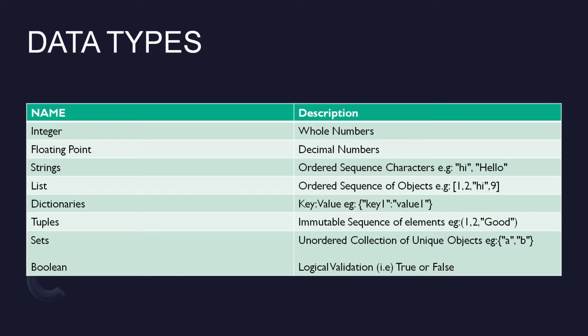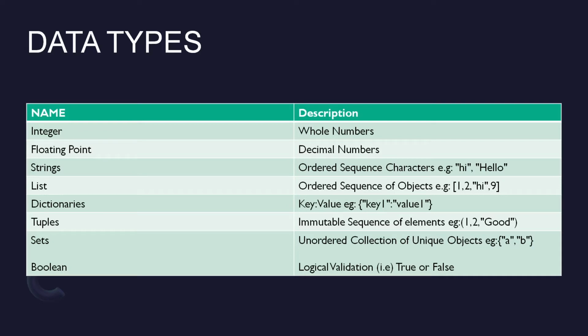Tuples. Tuples are just exactly like lists, but the only thing is they are immutable. You can't modify them. Let's say in 1, 2 and good, if you want to add a new element, you can't add it. At the same time, if you want to remove an element inside a tuple, that too you can't do it.